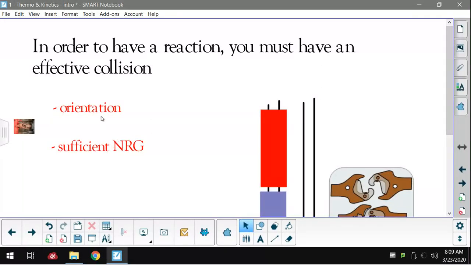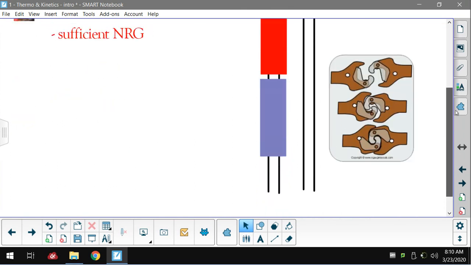So that's this whole idea of an effective collision: you have to have sufficient energy and correct orientation. The same is true in the chemical world. Those two particles need to be facing in the direction they need to be facing, and they have to have enough energy to overcome that activation energy we talked about before in the last lesson.